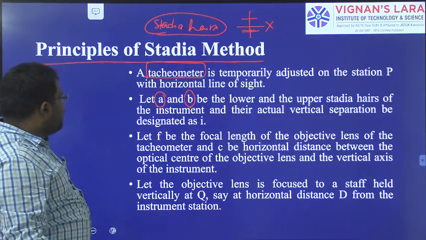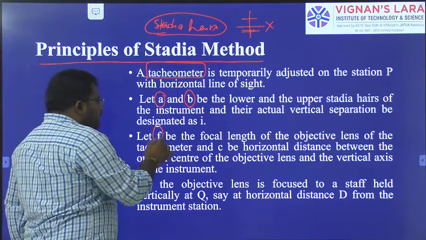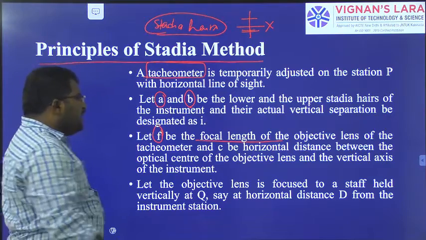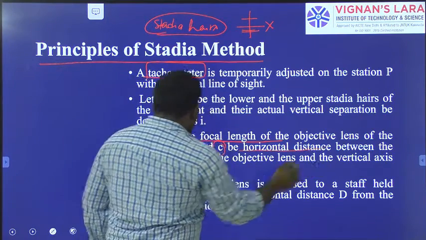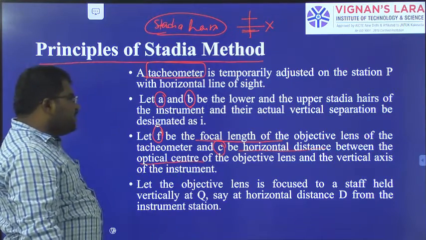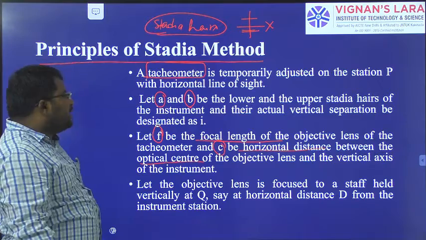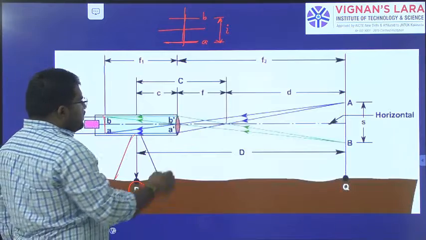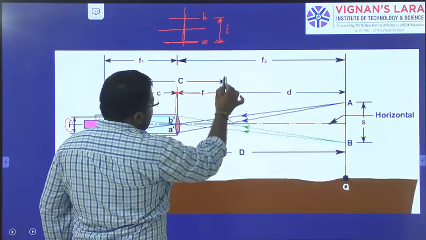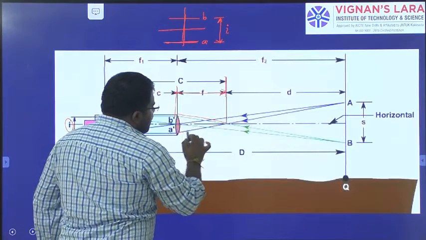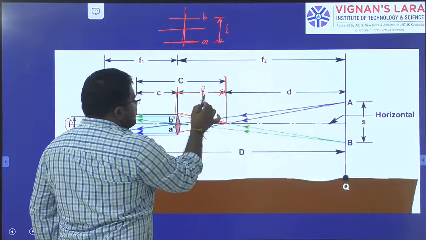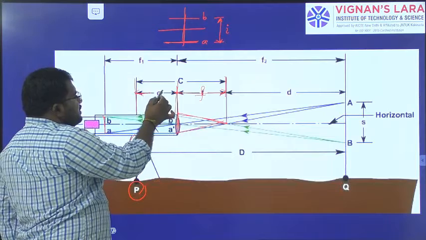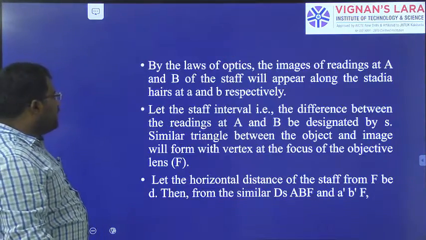Next, let f be the focal length of the objective lens of the tacheometer and c the horizontal distance between the optical center of the objective lens and the vertical axis of the instrument. Here f is the focal length, the distance from the lens to where the light rays converge. From the objective lens to the center of the instrument, the distance is called c.